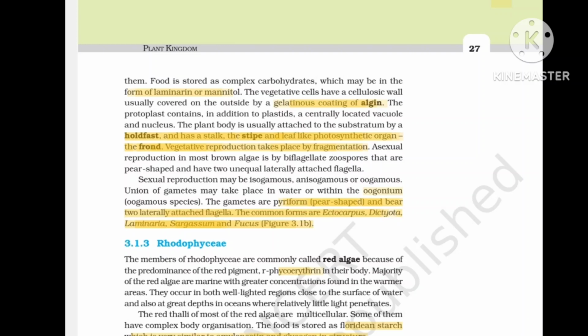The plant body is usually attached to a substratum by a holdfast and has a stalk, the stipe. The leaf-like photosynthetic organ is the frond. They vegetatively reproduce by fragmentation and asexually by biflagellate zoospores. Sexual reproduction may take place by isogamous, anisogamous and oogamous methods, and the gametes are pyriform, which are pear-shaped and bear two laterally attached flagella. Some common examples are Ectocarpus, Dictyota, Laminaria, Sargassum and Fucus.